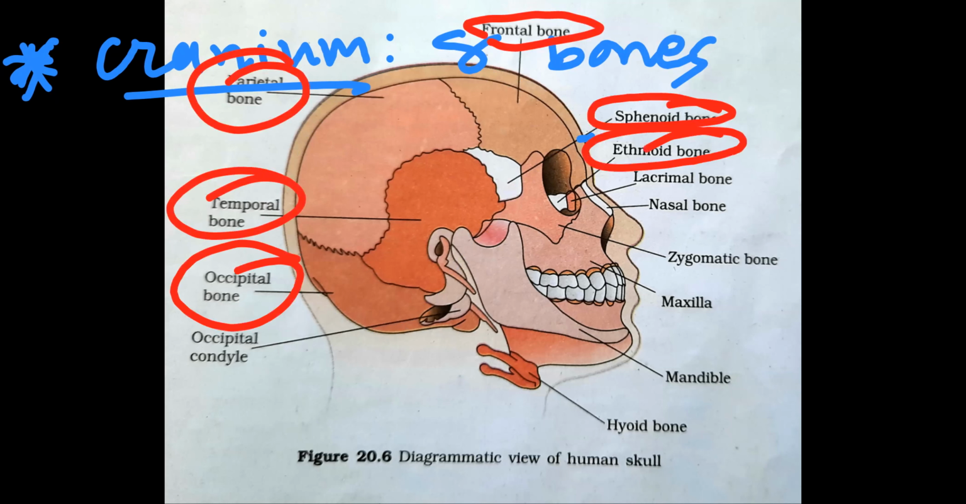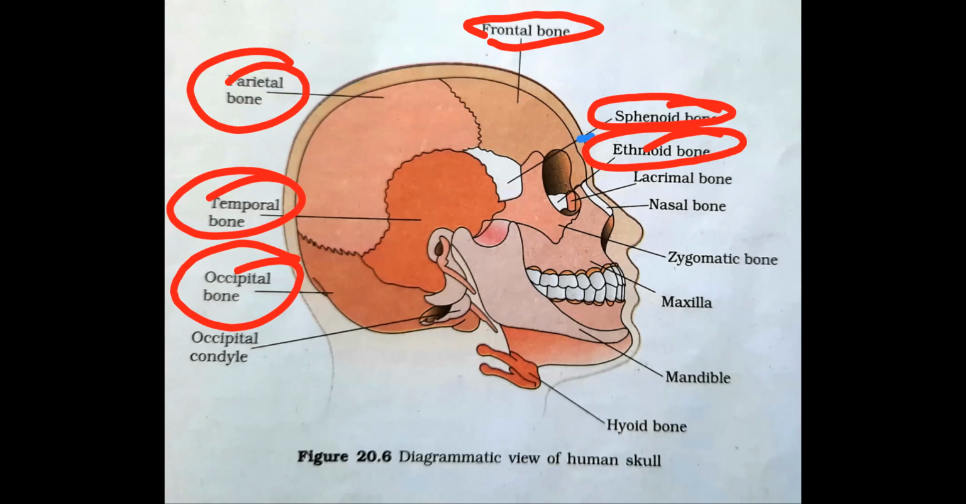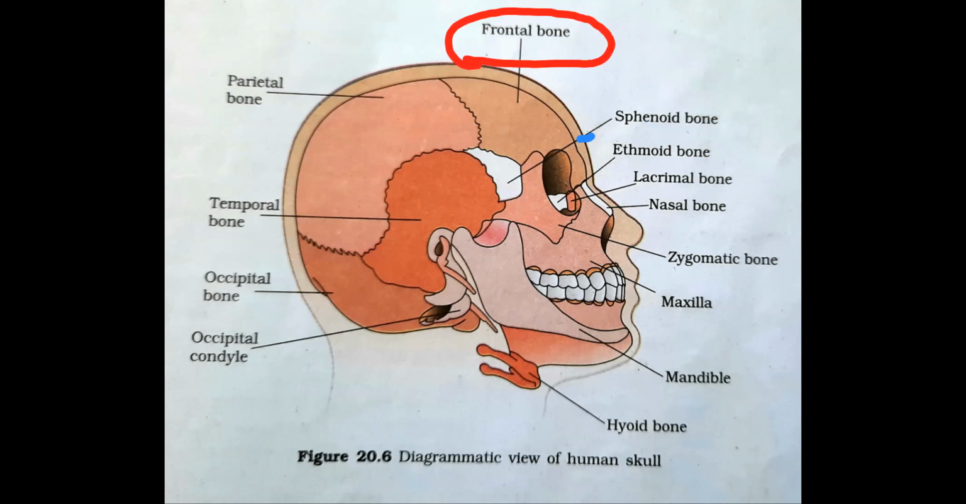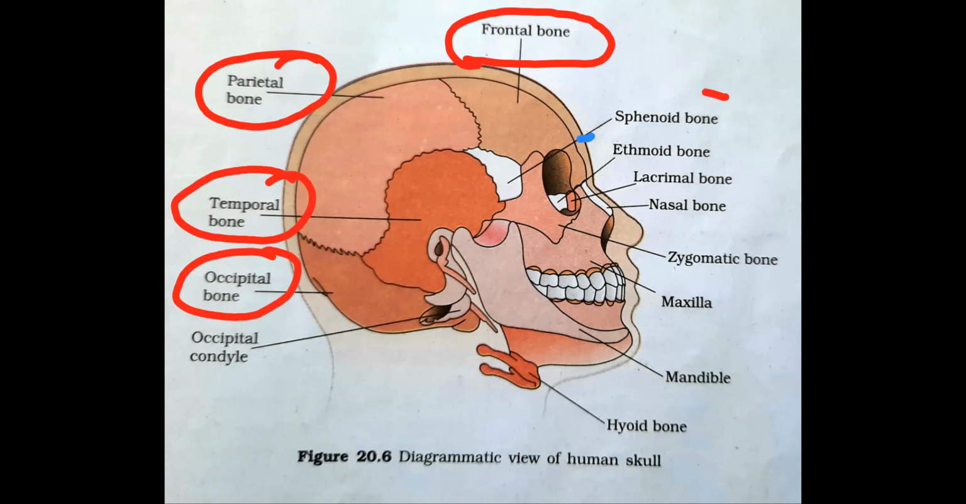These bones are bones related with cranium. फिर से मैं रिपीट कर देता हूं. फ्रंटल, parietal, temporal, occipital, sphenoid, and ethmoid. These bones are the bones of cranium.